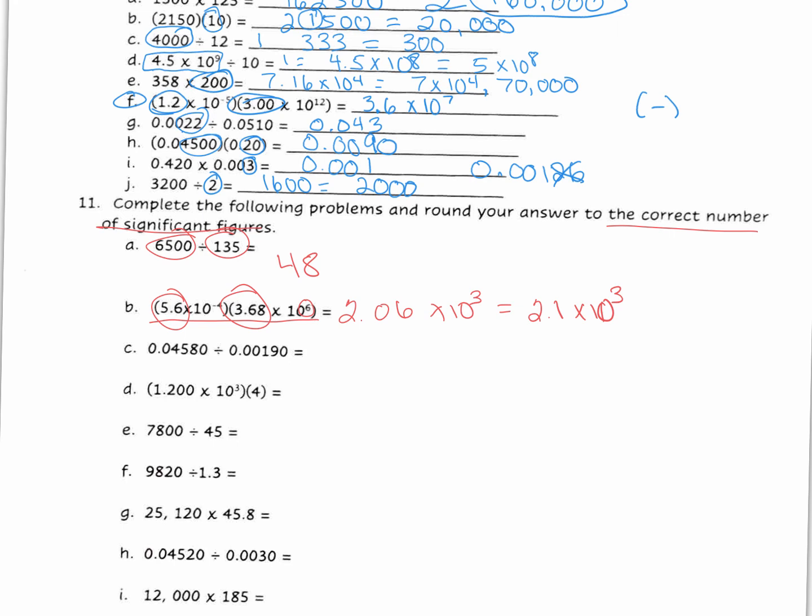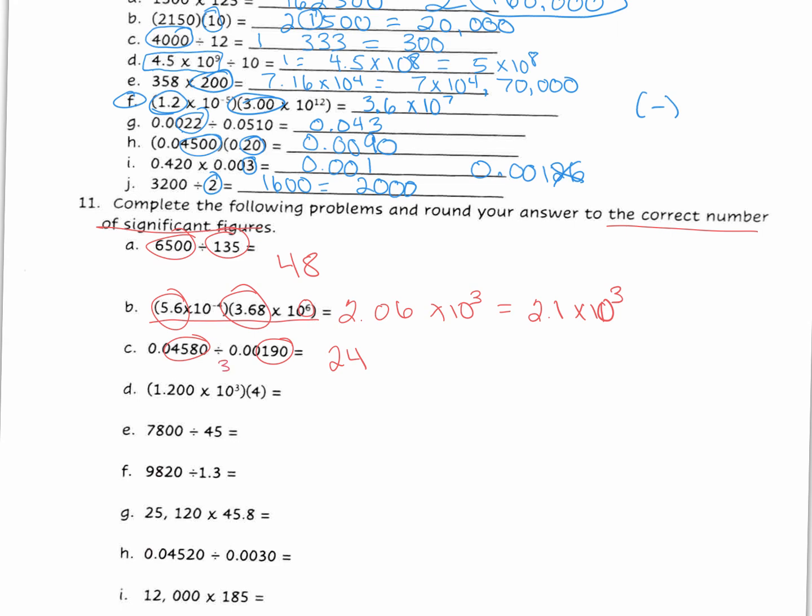All right, and the next one, once again, just put it in your calculator. I'm going to take mine back out of the scientific mode. And I have 0.0458. Hang on, it didn't take it. 0.0458 divided by 0.00190. And I get 24. So let's look here. 1, 2, 3 here, and 1, 2, 3, 4 here. So my answer has to have 3.